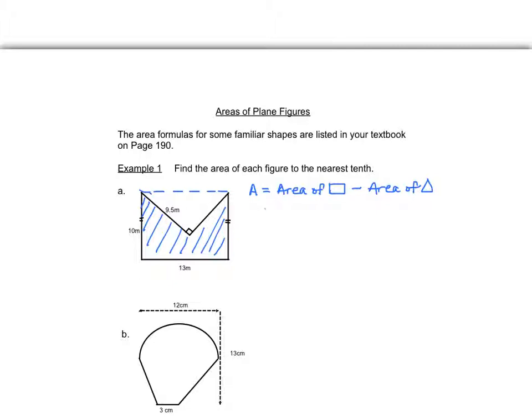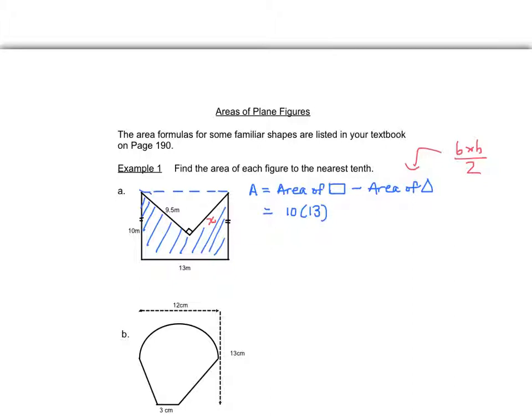Now the area of the rectangle, of course, would be length times width, so 10 times 13. And for the area of the triangle, we recall that the area of a triangle is given by the formula base times height divided by 2. But if we look at the diagram, the base of this triangle is not given. Be careful not to assume that those two sides have the same length.